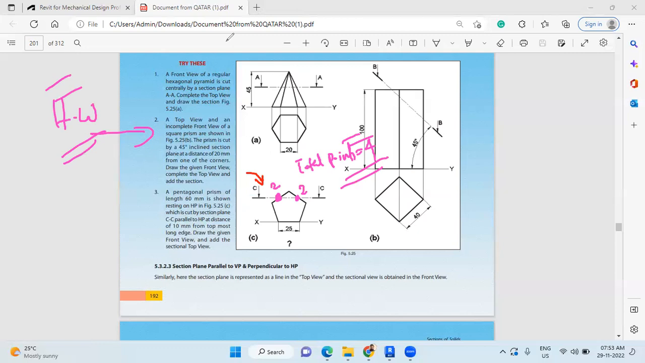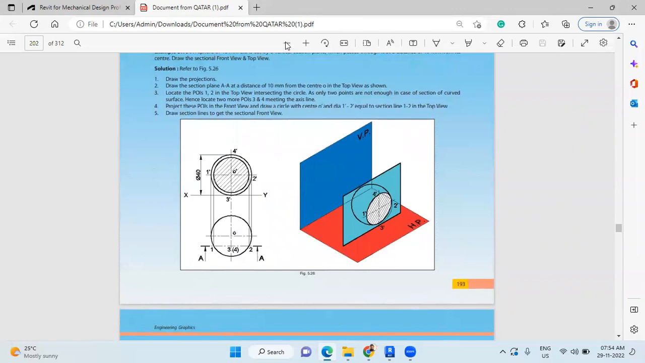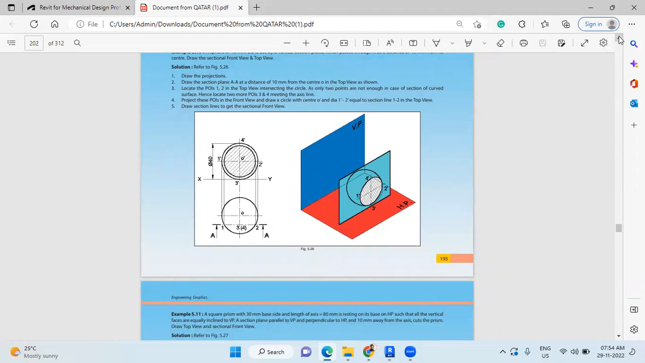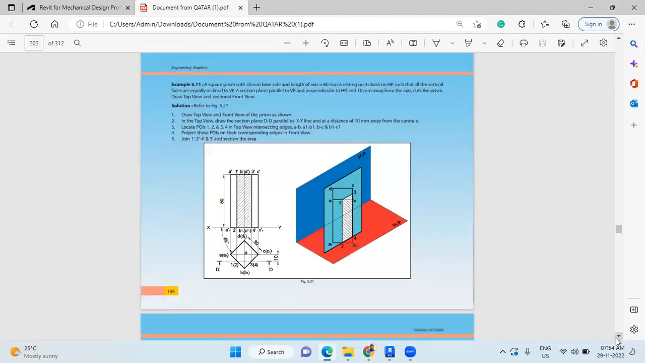I will take one photograph and share. Wait. Okay, so next is the next problem. I think we have completed this one, right? Sphere, this problem, just check in your notebook. Yes, sir. Okay.